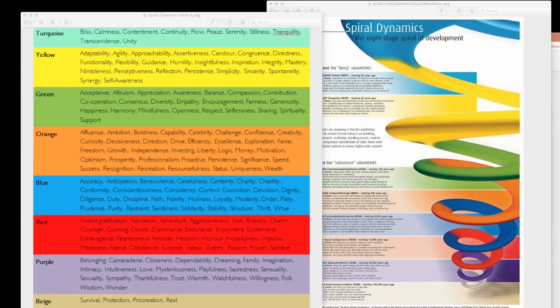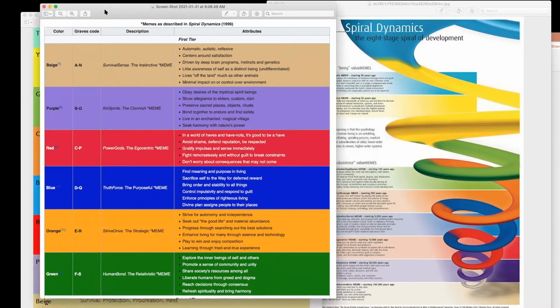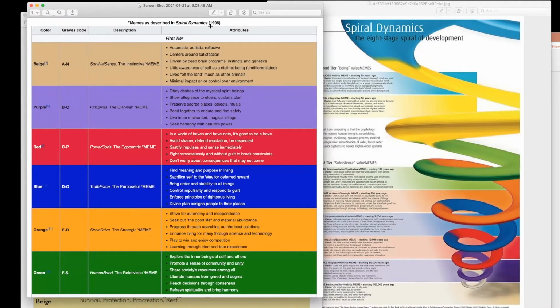In fact, we're seeing the word meme used a lot, but you'll also see V-meme. Anyway, there's a lot of things on here that I think you might find interesting. This is how they were described in 1996, which I do believe was when the book was written. Graves was the one who came out with the theory, and I think Beck and Cohen are the ones that popularized it and put the colors to it. So the Graves code had these letters and stuff like that, which was not quite as easy to grasp.